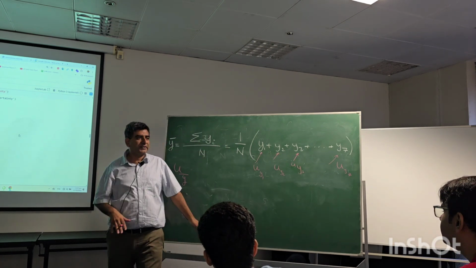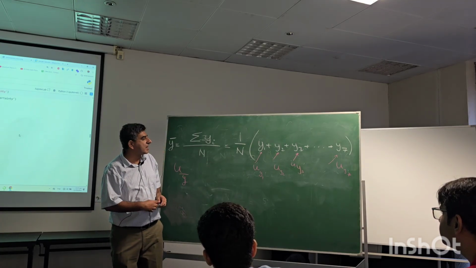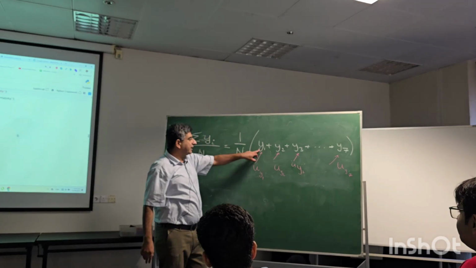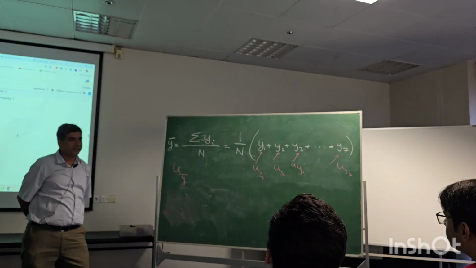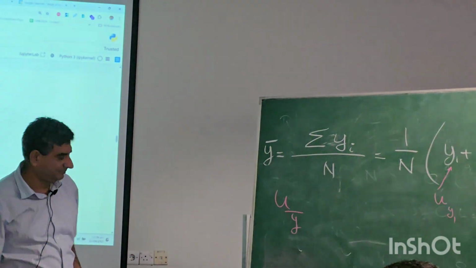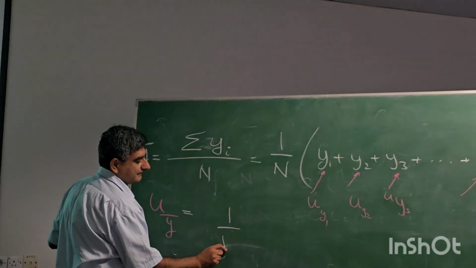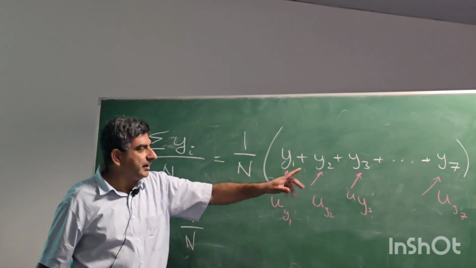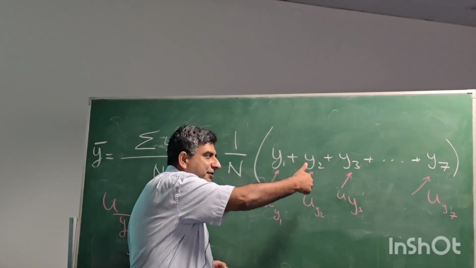You take the derivative of this function with respect to each of these variables. So all of these variables have some fluctuation. First of all, you take the derivative of this function with respect to y1. What do you get? One over n. You know that this function is a function of the variables y1, y2, y3, and so on.